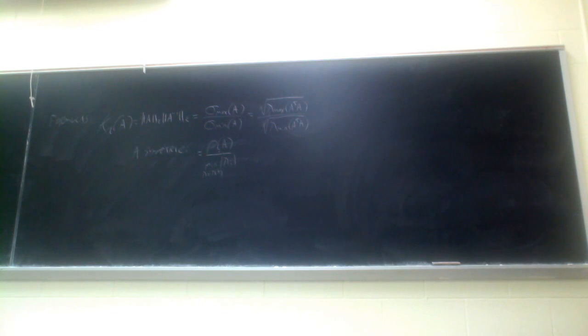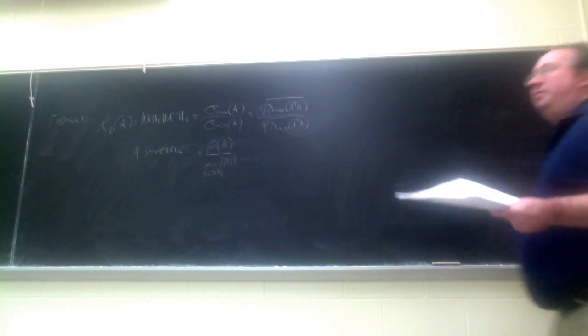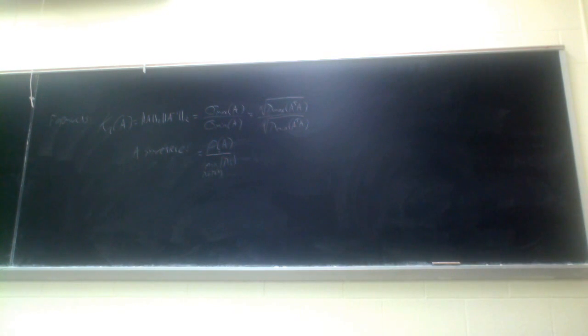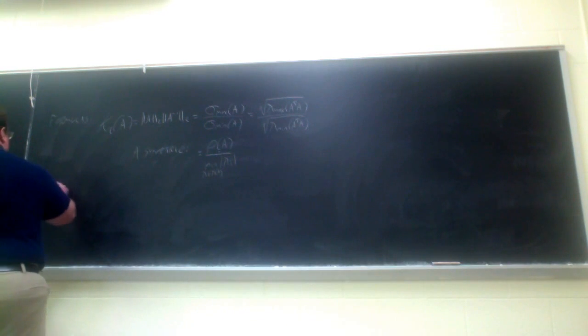Now, because of a condition number, you really only care about its order of magnitude. Like, if the condition number of a matrix is 10 to the 8th versus 5 times 10 to the 8th, the point is it's on the order of 10 to the 8th. It's bad. So if you just get some ballpark order of magnitude estimate, that gives you an idea as to what you're dealing with.